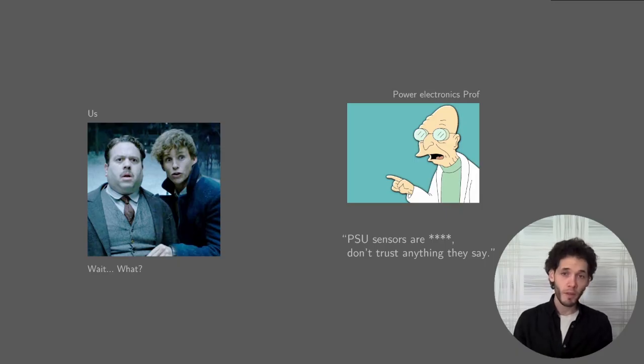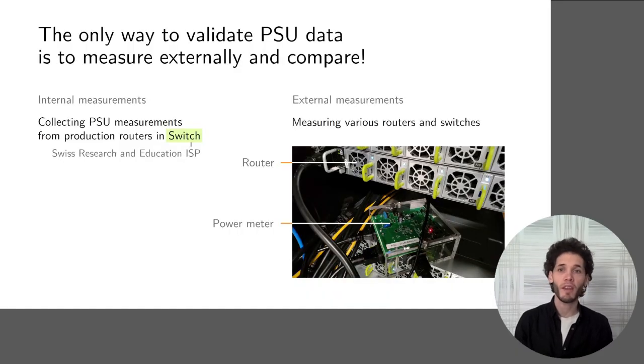But if it were true, then that means we cannot only rely on internal power measurement, and we need to do external measurements instead. Actually, what we've done is that we've done the two things in parallel. On the one hand, we've been collecting internal power measurement data from the production network of our local ISP and ETH. And on the other hand, we've been deploying some power meters in the production network, to collect ground truth measurements.